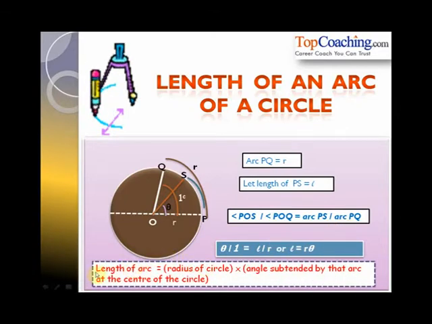Thus we can say that the length of any arc is equal to the radius of the circle into the angle subtended by that arc at the center of the circle. So this formula helps us to find the length of any arc. The length of any arc is equal to the radius into the angle subtended by that arc at the center of the circle. So this formula helps us to calculate the length of an arc if it subtends an angle theta at the center. So this was all about an introduction to trigonometry.